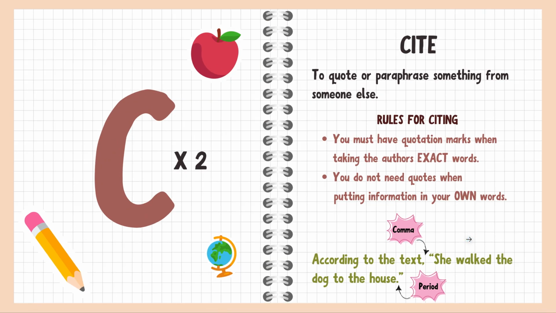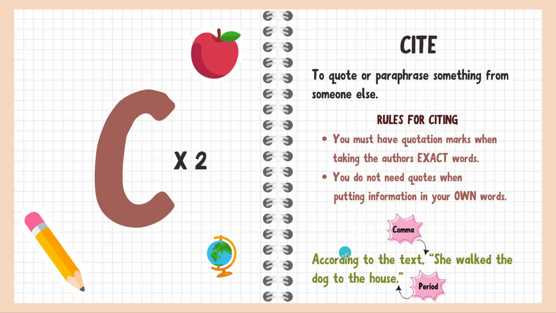With your answer, you must prove it with some citations. So when you cite something, that means that you're quoting or paraphrasing something from someone else. With this comes some rules. There are rules for citing. First, you must have the quotation marks when you're taking the author's exact words. Does anybody know what it's called when you take the exact words of an author without permission? That's called plagiarism. But when you paraphrase, you do not need quotes when putting information in your own words.